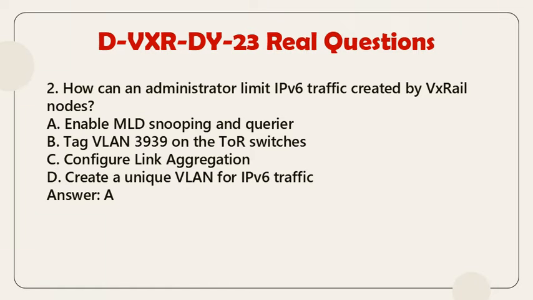2. How can an administrator limit IPv6 traffic created by VxRail nodes? A. Enable MLD snooping and querier. B. Tag VLAN 3939 on the ToR switches. C. Configure link aggregation. D. Create a unique VLAN for IPv6 traffic. Answer: A.